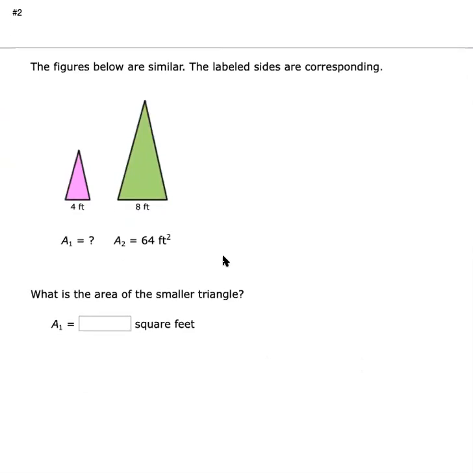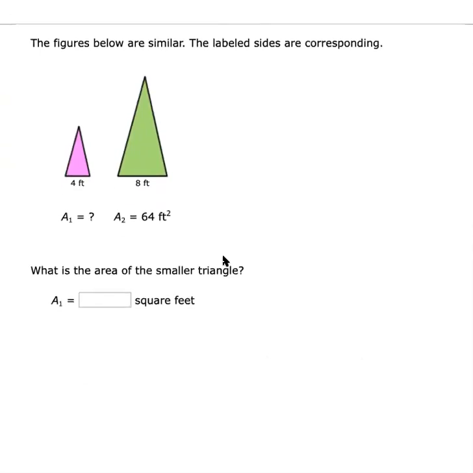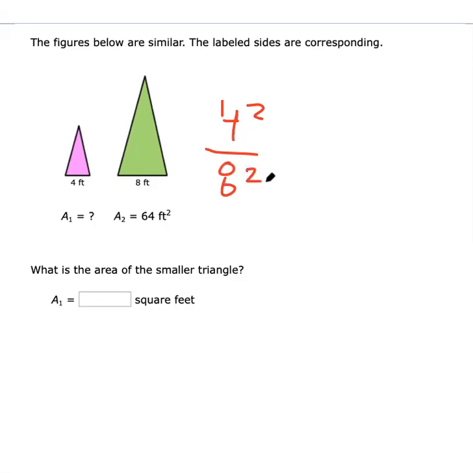All right, the figures below are similar, and the sides that are labeled are corresponding. So this one, our lengths are 4 and 8 for our two different triangles here. So that's going to give us 4 squared over 8 squared. So again, that's A1 over A2.